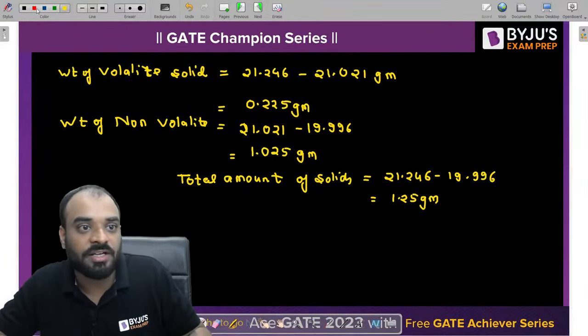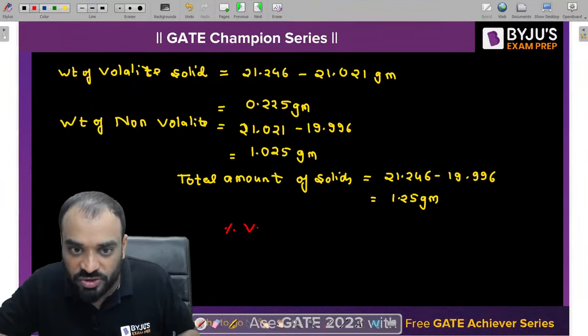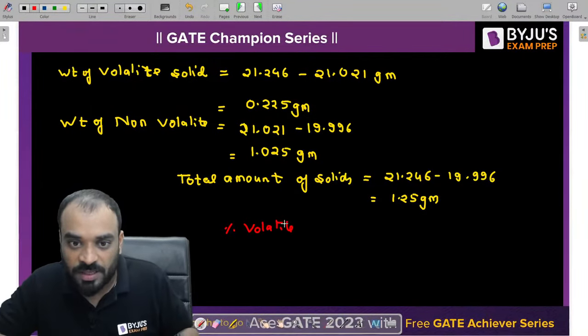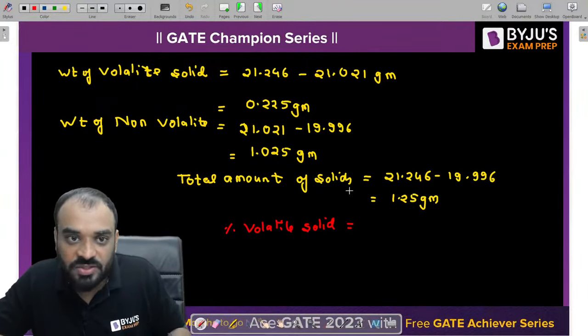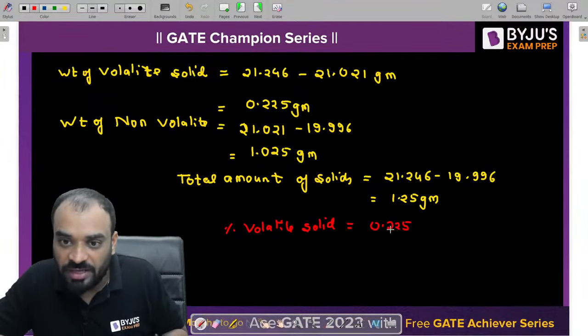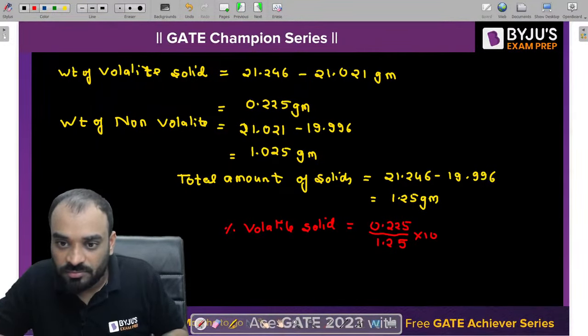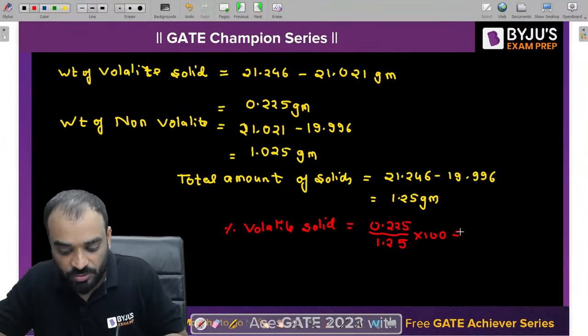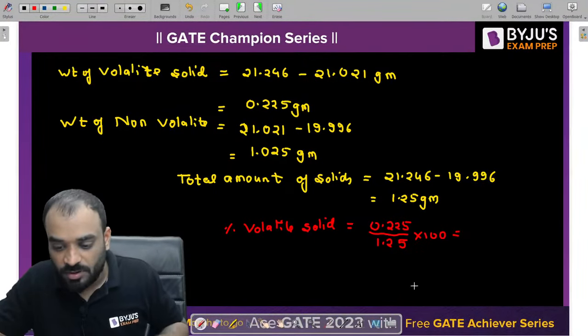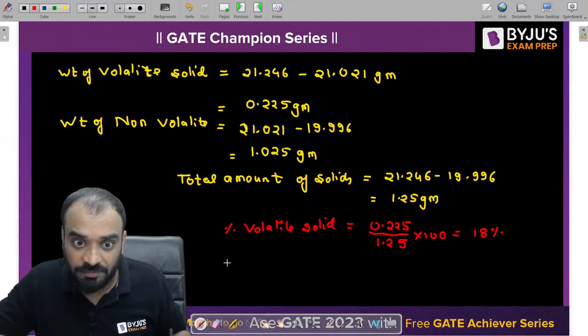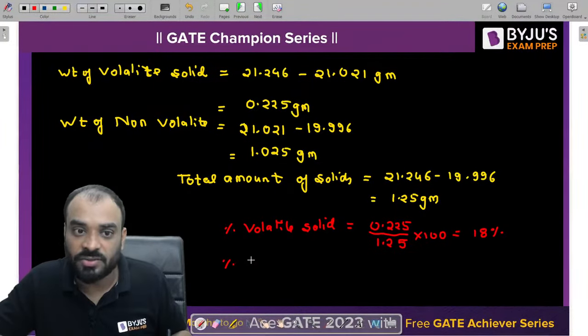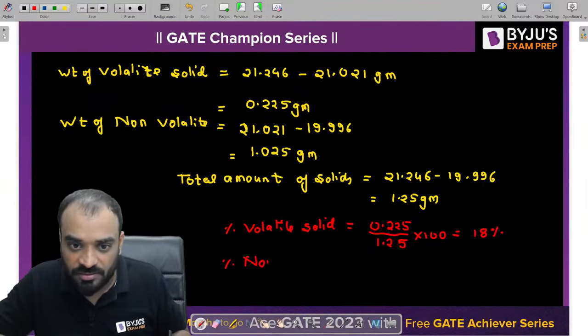Okay. Now let's calculate in terms of percentage. So percentage volatile solid is equal to how much? Can I say that, guys, this value, which is 0.225, divided by total solid, multiplied by 100. Calculate this percentage. How much are you getting? Please let me know. So guys, we are getting 18% as volatile, right? 18%. And the rest, I think, is non-volatile in nature. But let's calculate it.